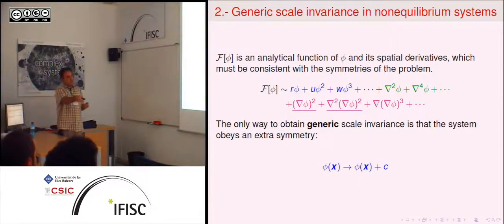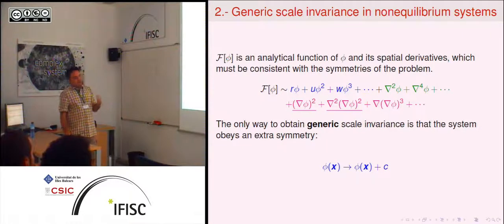And this term, the fourth derivative of the field, is important in molecular beam epitaxy. That's the model that describes the ideal molecular beam epitaxy.